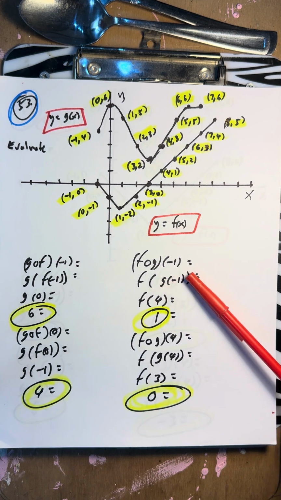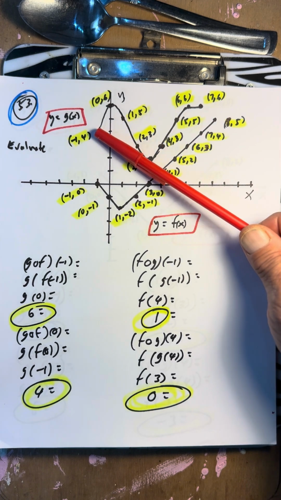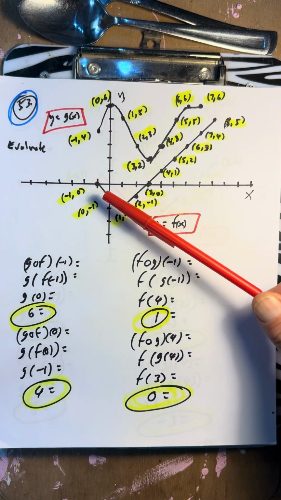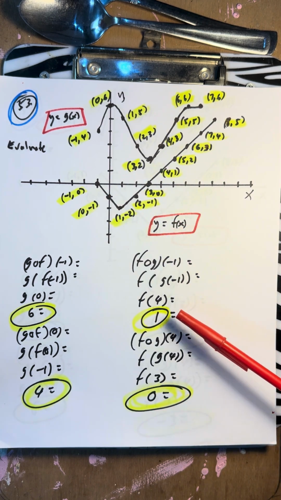So g of negative 1 first, we got to go to the g function. G of negative 1, what is g of negative 1? Right there, it's a 4. And f of 4, now down here to the f function, f of 4 is 1.